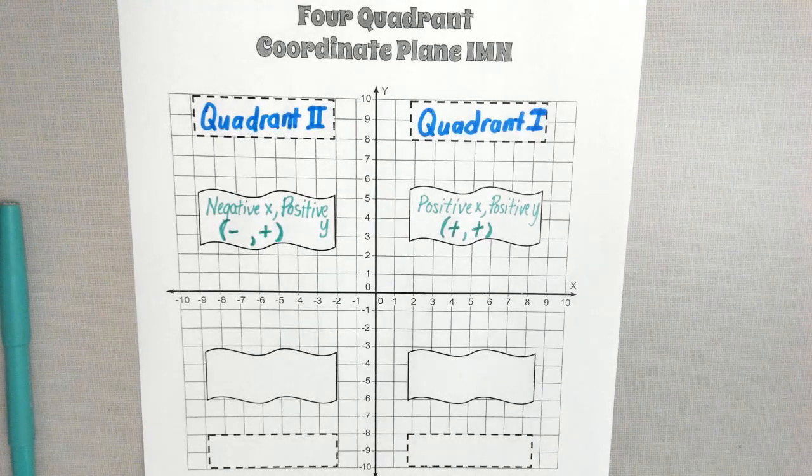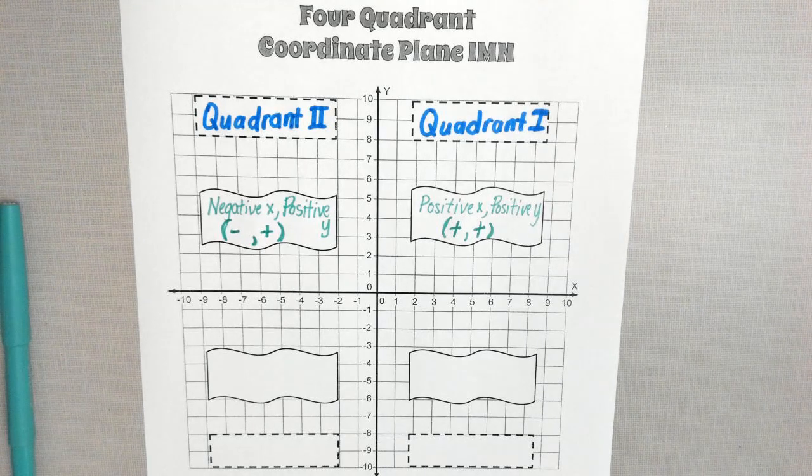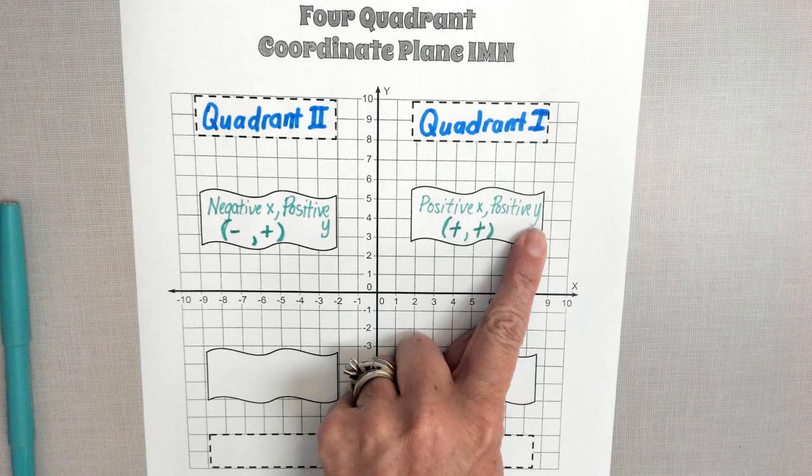All right, any questions over those 2? You have a question? For quadrant 1, I can't really see. What is the second one? This says positive y.